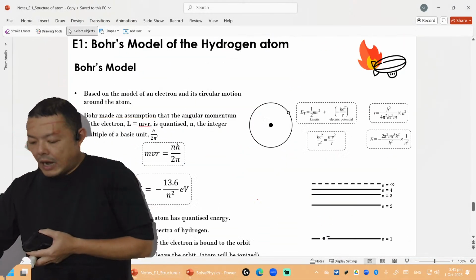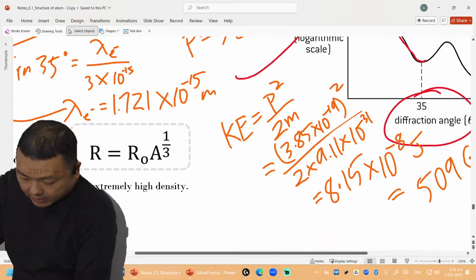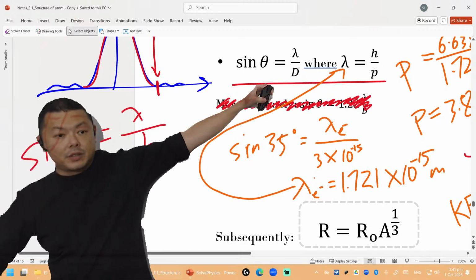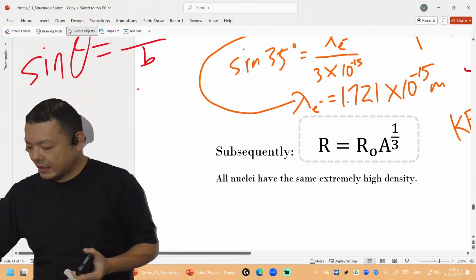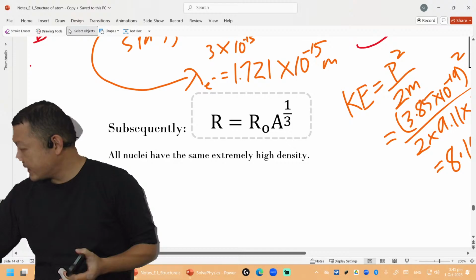Okay. So are we all clear on the very accurate method of finding the nuclear radius? Or nuclear diameter, sorry. So this equation helps you find the diameter of the nucleus, okay? And then we come to this equation here.